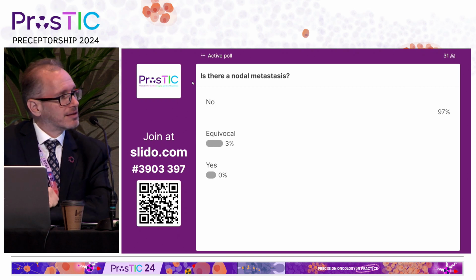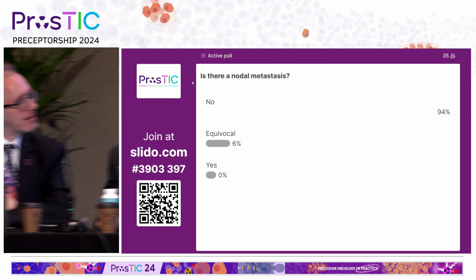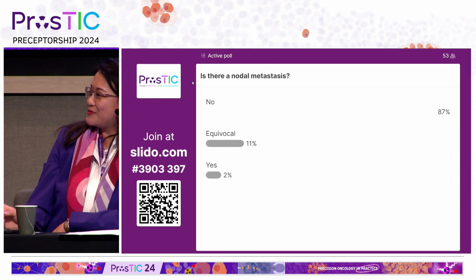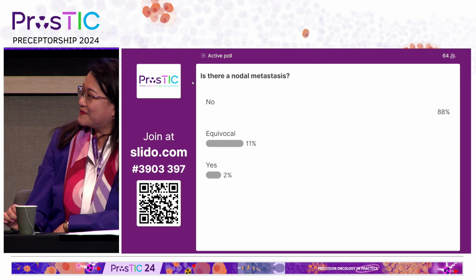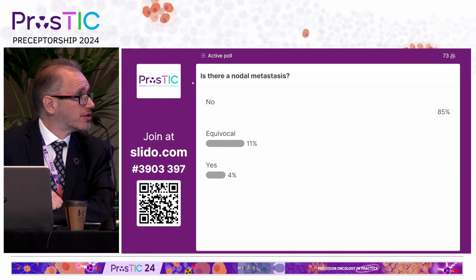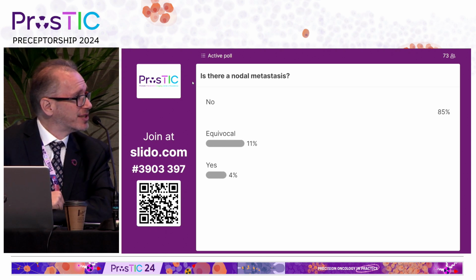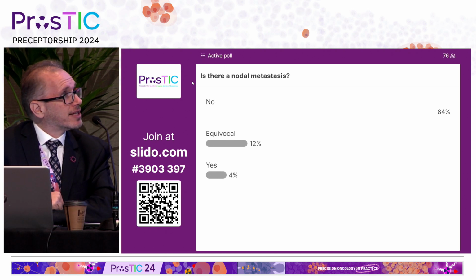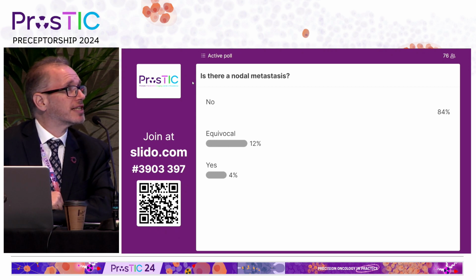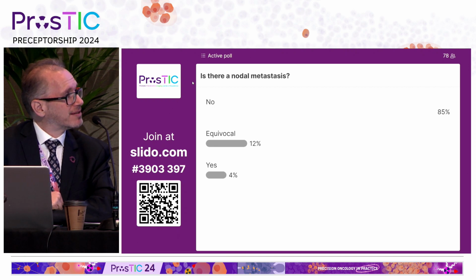It's funny you showed that because... Oh, there's some equivocals. This is actually the only case we've repeated from ProsTIC24, where we showed this case. We did that because it's actually a psychological experiment. We're looking at the difference in voting between the two meetings. At that time, there were quite a few people that thought it was a nodal metastasis. And two years later, experience counts. Correct. So it seems that the trap preceptorship is working.